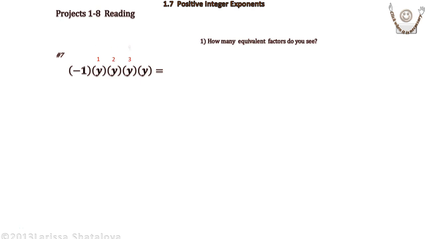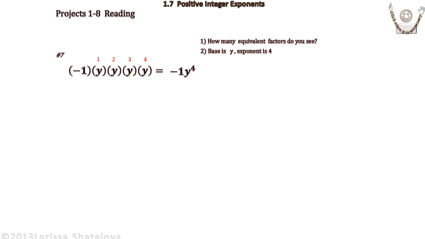Next example. Negative 1 times y times y times y times y. The question is, how many equivalent factors do you see? Let's count. 1, 2, 3, 4. So base is y and exponent is 4. And negative 1 we have to keep as a factor.